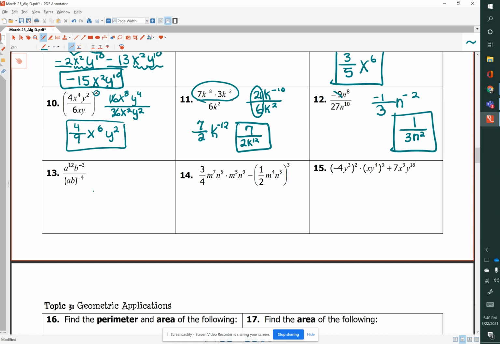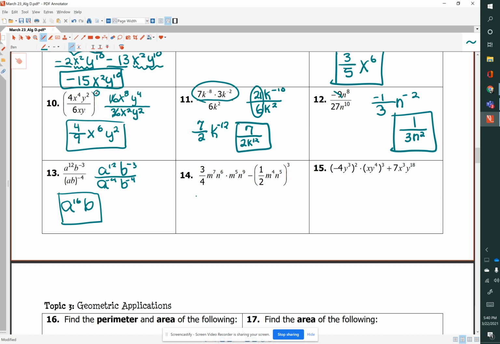And number 13. So we have a to the 12th, b to the negative 3, and then let's distribute that negative 4 exponent, a to the negative 4, b to the negative 4, and 12 minus a negative 4 is actually 16, so that's a positive 16 on the a, and b, negative 3 minus a negative 4 is a positive 1. So our final answer is a to the 16th power b.